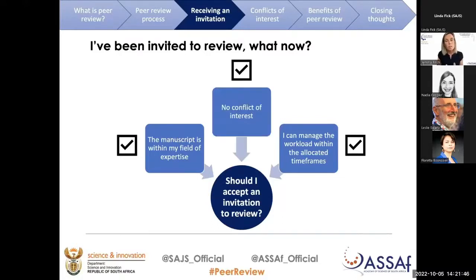And then importantly, whether there is a conflict of interest. Do you have a conflict of interest either with authors or with the type of research that's being done? I'm going to expand upon that in the next point. So if you can answer yes to all of these questions, this is in my field, there aren't any conflicts of interest, and I can manage the workload, then you can accept that invitation if you want to. Okay, you have the option then to accept the invitation.